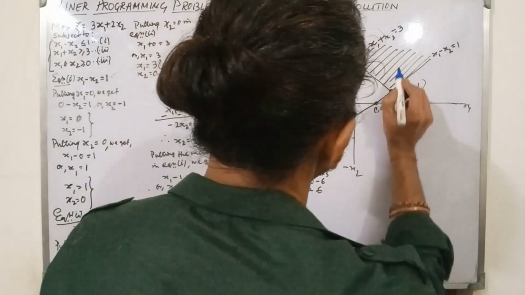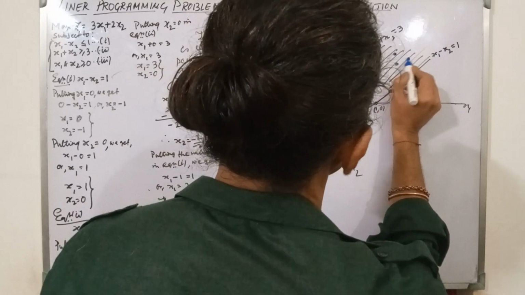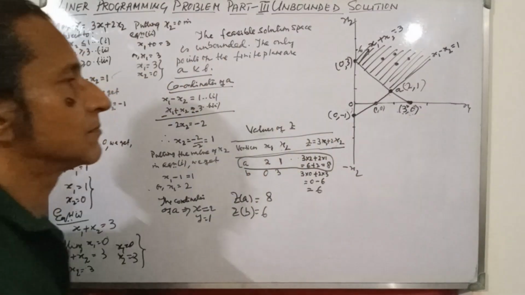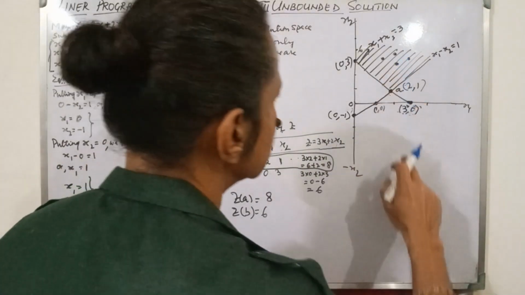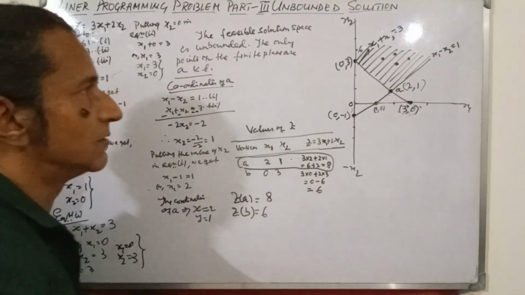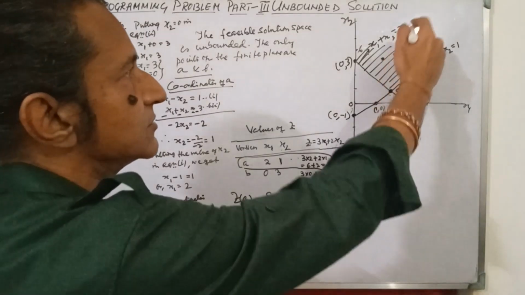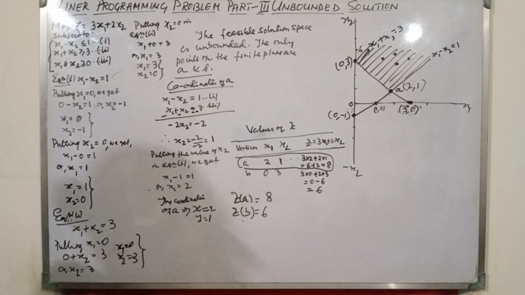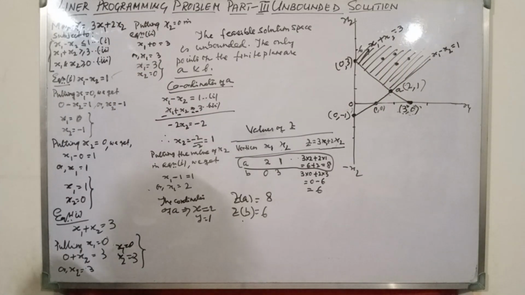Now consider one point here or one point here. Any point you consider, the coordinates of these points on the infinite plane will give a much bigger value than ZA or ZB. And there is no limit, it can be stretched to infinity. So you cannot find any optimum solution in such problems. Okay.